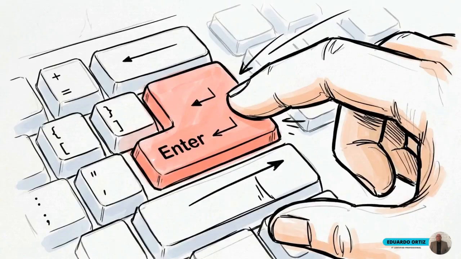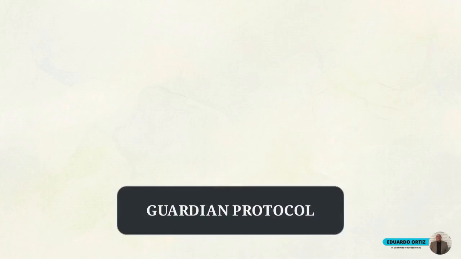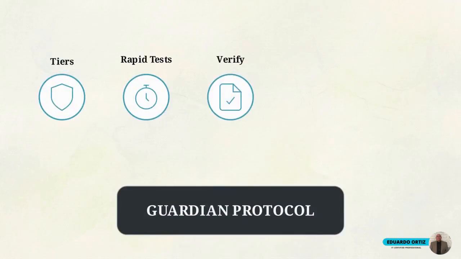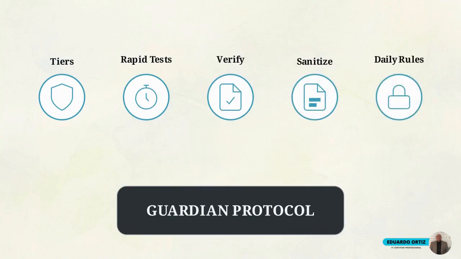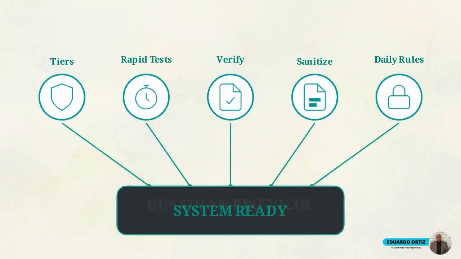Technological safeguards are effective only if the operator maintains strict boundaries. Your habits dictate your security. You now possess a comprehensive 5-step framework for safe AI usage. Knowing the tiers, running the rapid tests, verifying the data, applying sanitization tactics, and maintaining your daily rules.